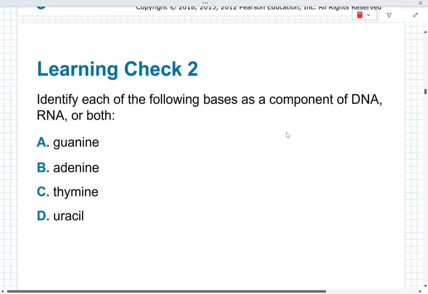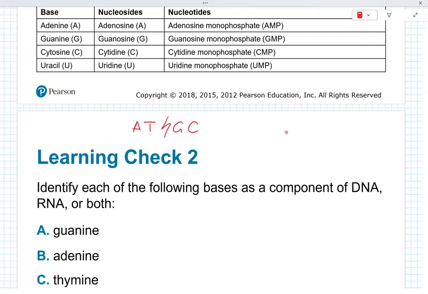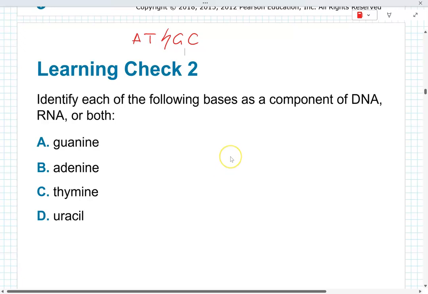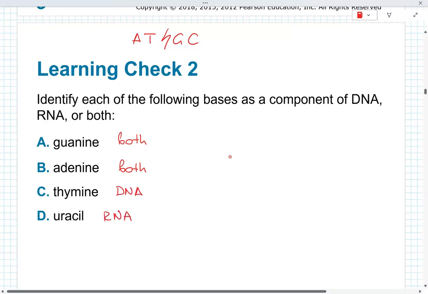So, a convenient way, especially if you're an old school hard rock fan, to remember nucleotides found in the DNA, ATGC, sounds almost like ACDC, okay? Those are DNA. So, guanine, both. Adenine, both. Thymine, no. Thymine DNA, uracil RNA, yes. Okay.